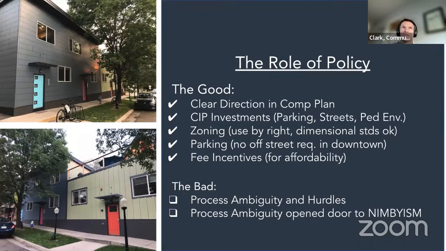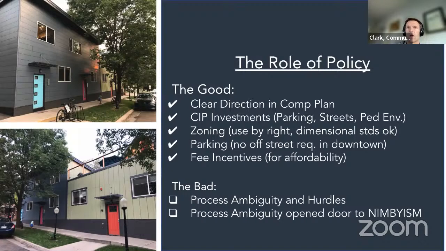And in this case, we weren't even actually adding anything. All the changes were inside the house. We didn't add anything to the outside. So our dimensional standards and everything like that were okay. We have no off-street parking requirement in our downtown, which also made this feasible. Without that policy, there's no way it would have been possible. We wouldn't have been able to bring those 8 affordable units into the downtown. And we collaborated with the city in their first ever set of fee incentives to encourage affordability.